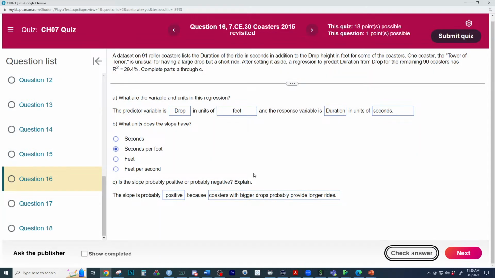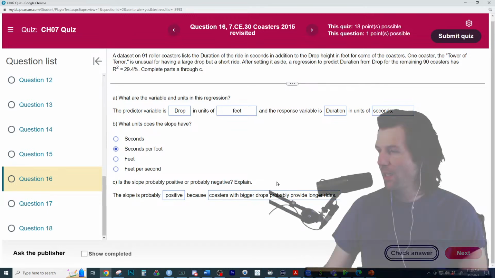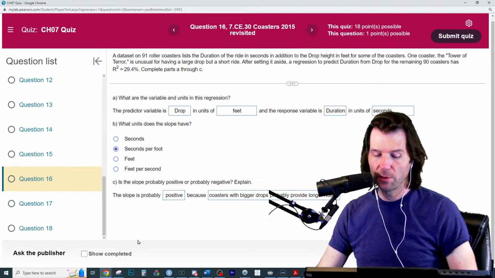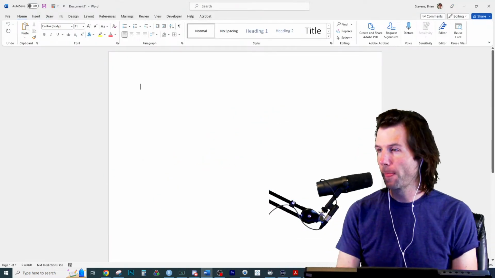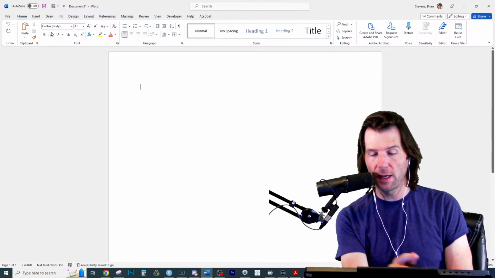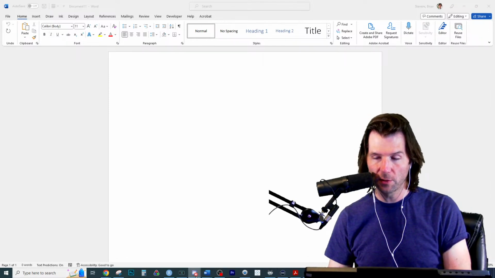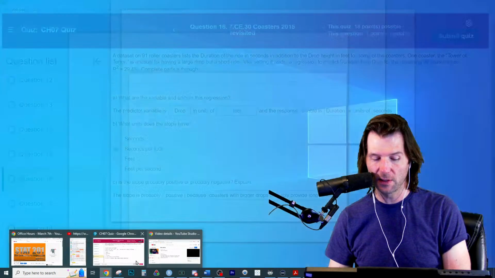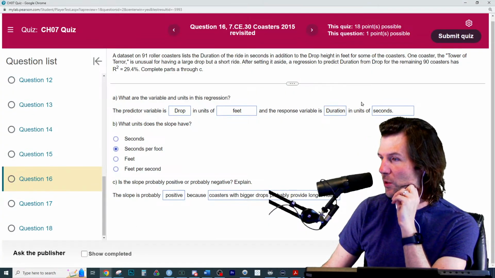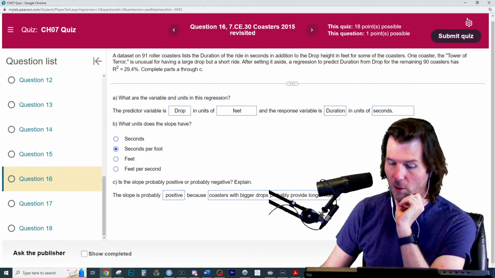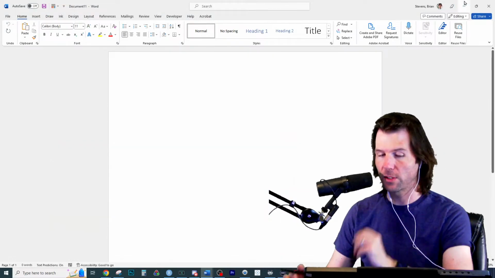That one I'm a little bit iffy on because when you think about it, there are other things that come into play too. So I'm glad we do these sorts of questions. The last one right there is saying roller coasters with bigger drops probably provide longer rides. It kind of makes sense. They have to build up the speed, right? The slope is probably positive because roller coasters with bigger drops probably provide longer rides, which is a positive relationship.